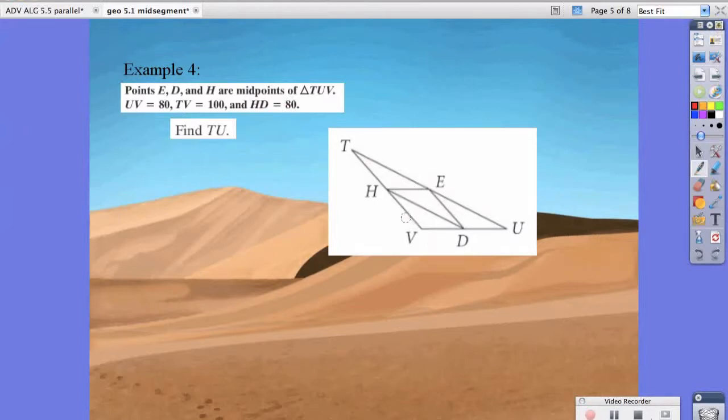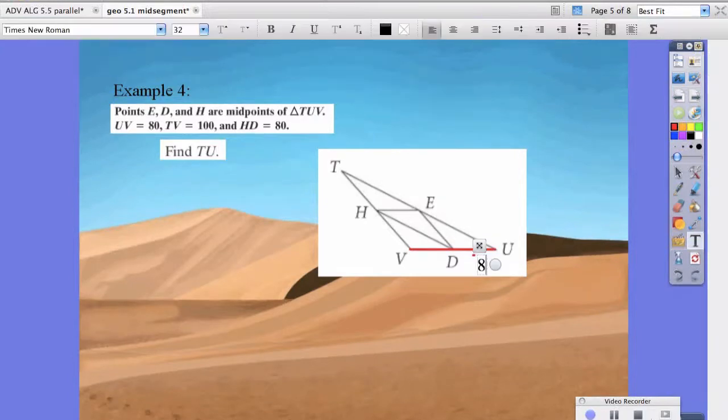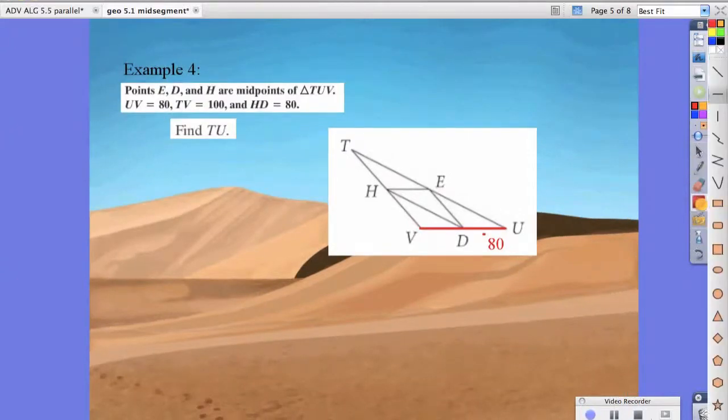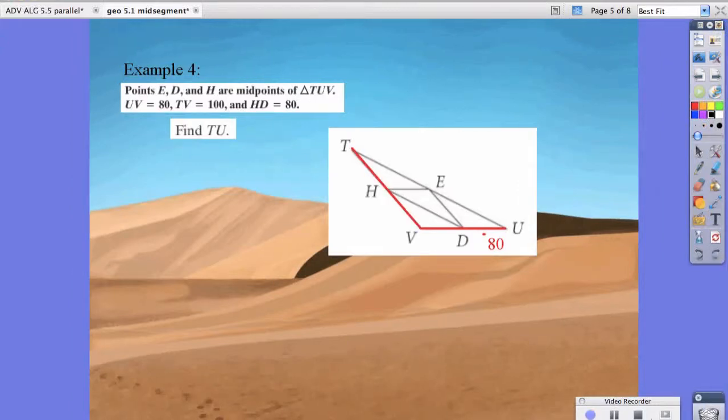It says UV, this bottom portion. And I always like to highlight it so it's a little bit easier to see. It says UV, this measure is 80. And it says TV, TV is 100.